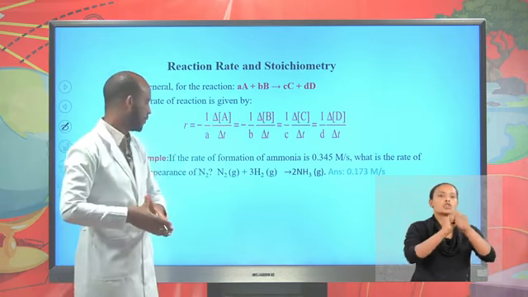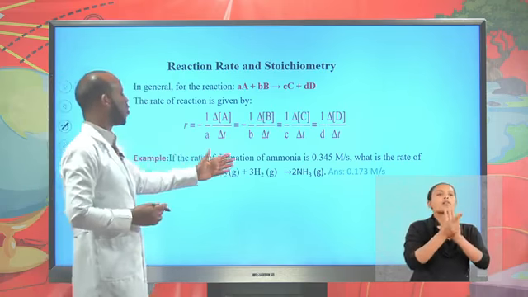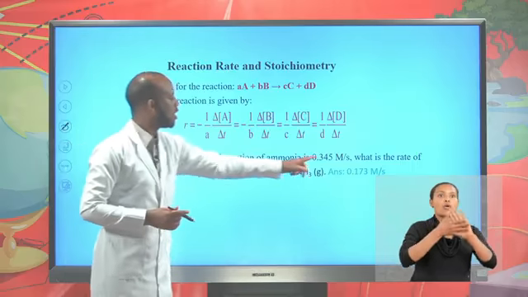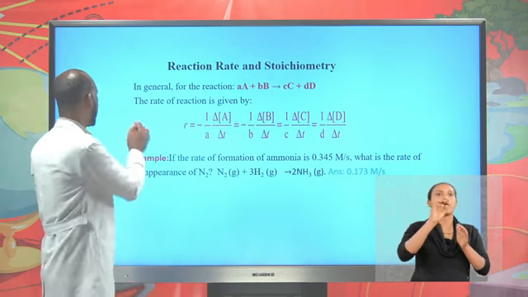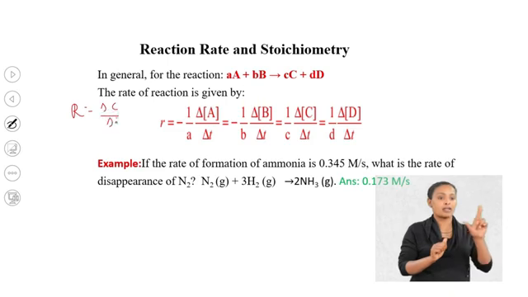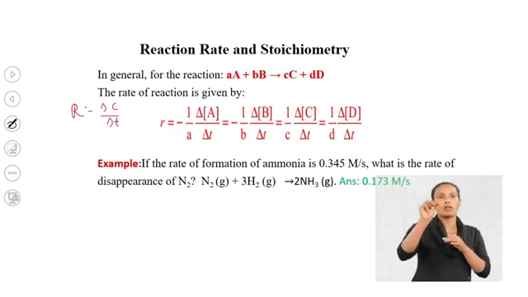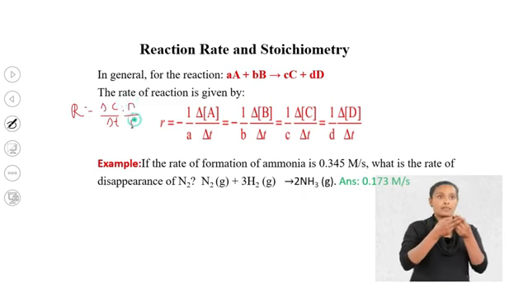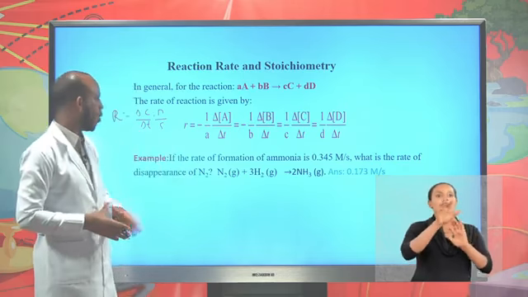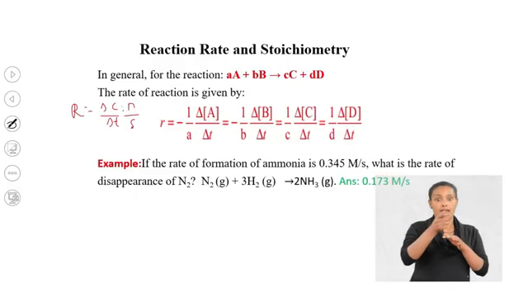For example, if the rate of formation of ammonia, the rate of appearance of ammonia, for this reaction is 0.345 molar per second. The unit of rate is molar per second because rate by definition is change in concentration of the reactant divided by change in time. Concentration is expressed in molarity, molar. Time in seconds. Molar per second is the unit of rate. What is the rate of disappearance of nitrogen?